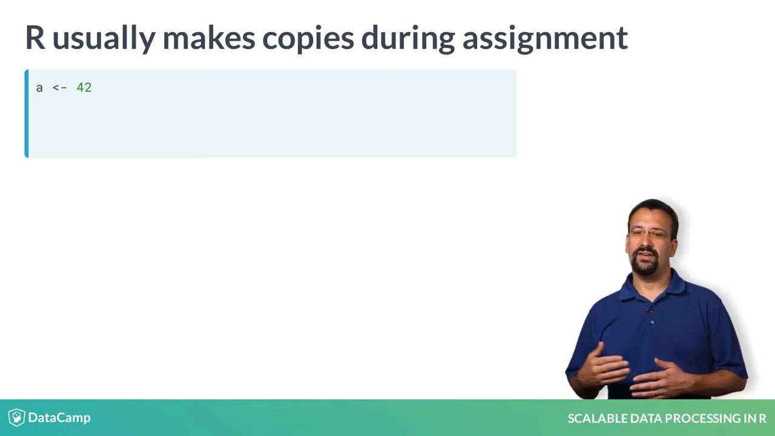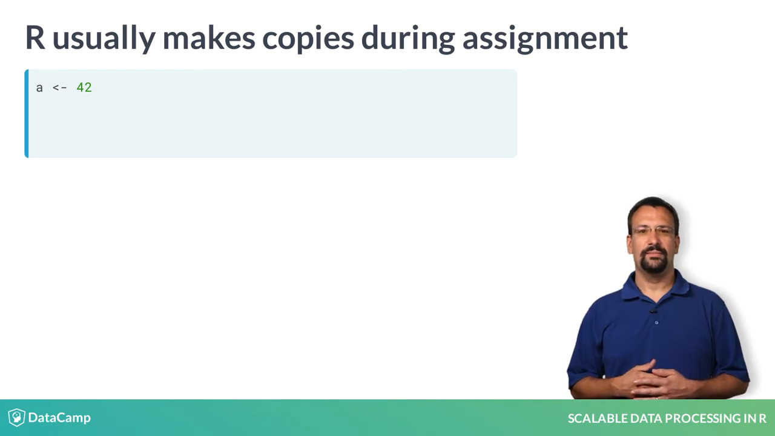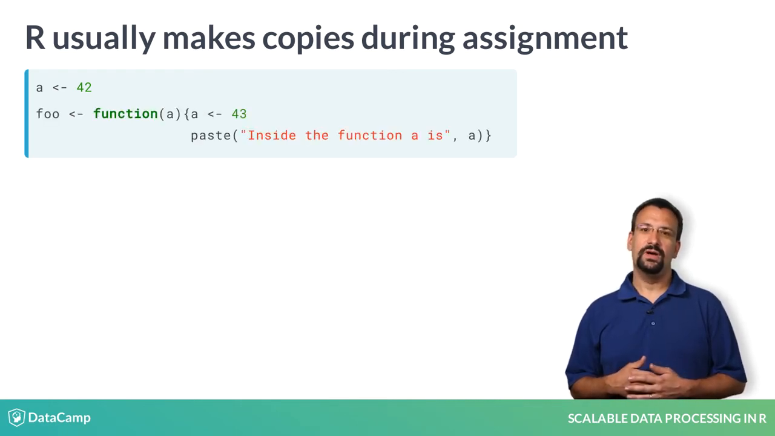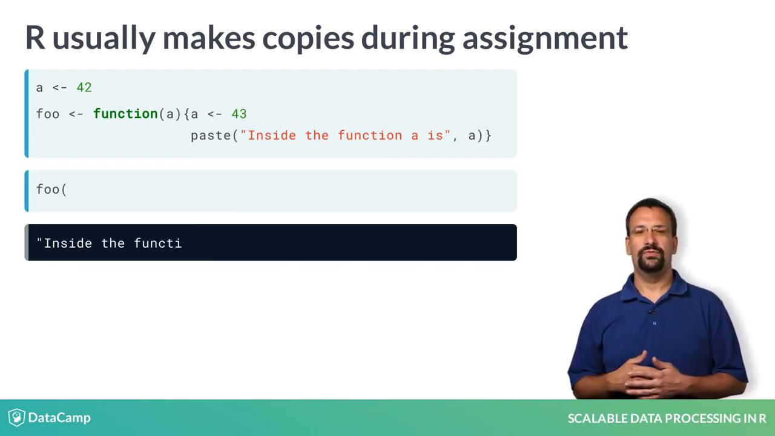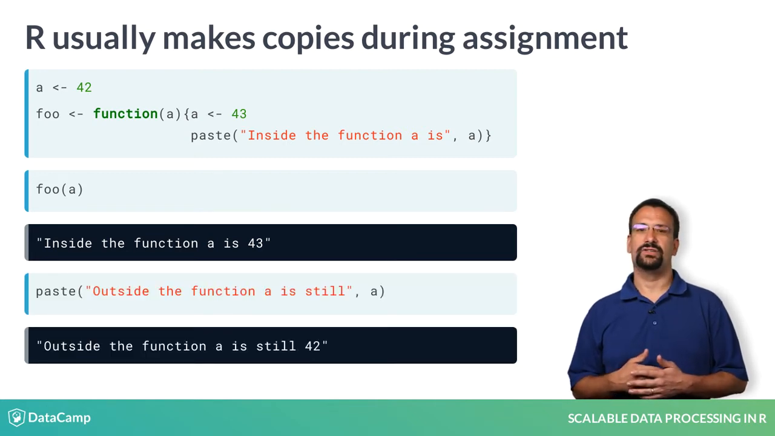Here, we assign the value 42 to the variable a. Next, we create a function foo that takes the single parameter, sets it to 43, and then outputs its value. When we call foo of a, the printed message tells us that a inside the function is 43. When we print the value of a outside the function, it is still 42. This is because the function foo doesn't actually get a, it gets a copy of a. If we want to change the original a, we need to do so outside of the function.